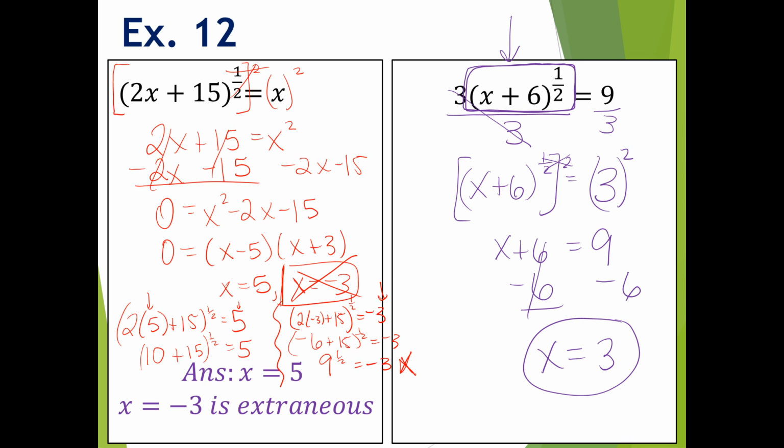And again, you can check that. I'm going to do a mental check on this one. So I'm going to say 3 plus 6. Okay, that's 9. 9 to the 1/2 power, or square root of 9. That's 3. 3 times 3 is 9. Okay, but yeah, you can write that, check out.